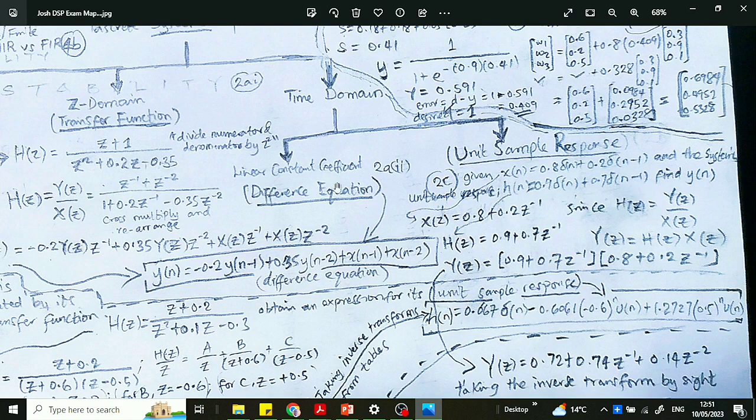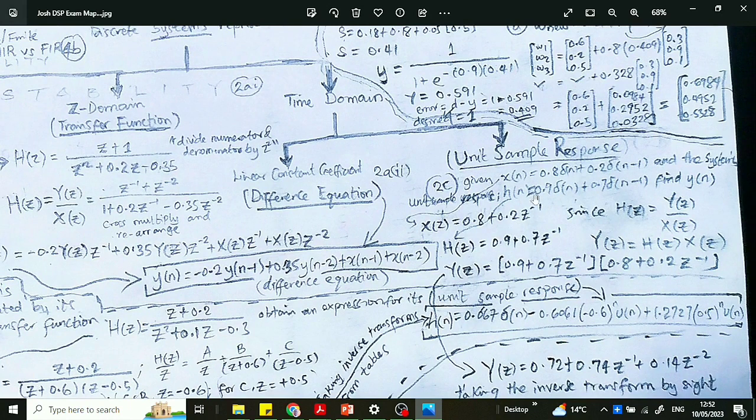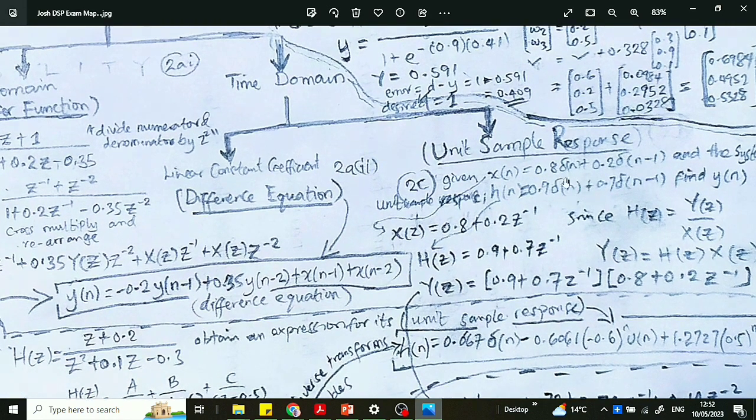But first we'll take it to the z domain. Actually, in this case, we need to take it to the z domain. There's no space here to push it in anymore, but this is what you have. You obtain this just by looking. 0.8 δ(n) becomes 0.8, 0.2 δ(n minus 1) becomes this, and I think it's correct. And 0.9 δ(n) becomes that.